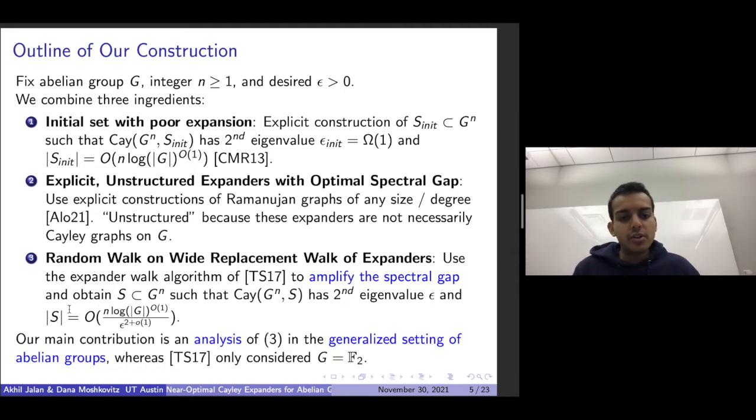So our main contribution is mainly in the analysis of step 3, where we take this wide replacement product algorithm, but we prove that it works not just for the case where it was initially studied, which is F2, but also in the more general setting of any abelian group.